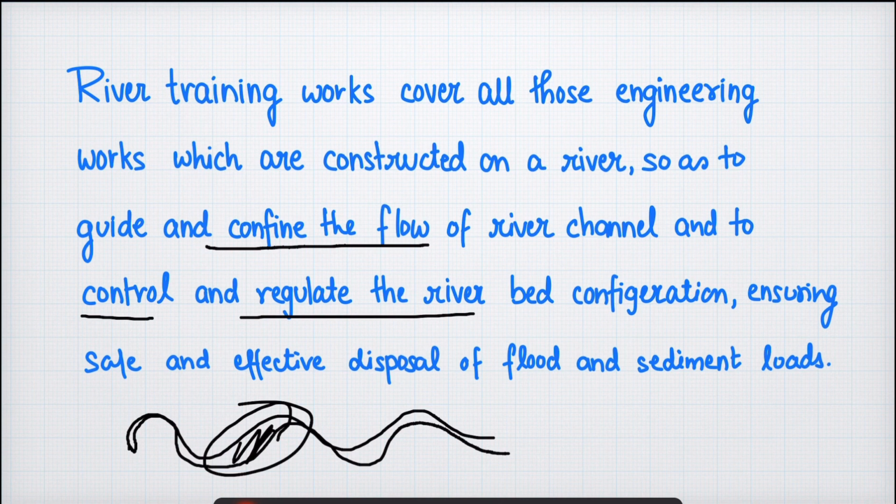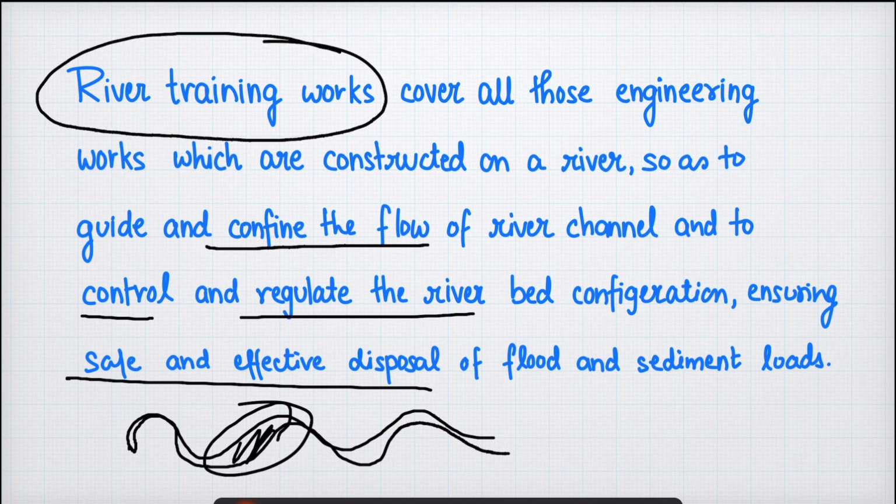So if we want to control the silting and scouring configuration so that the minimum flow can be maintained in the river, as well as the flow of the river does not cross the maximum value, so that we can ensure a safe and effective disposal of flood and sediment loads. All these needed structures that deal with these are what we call the river training work.